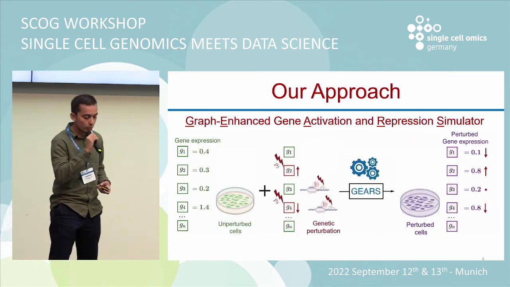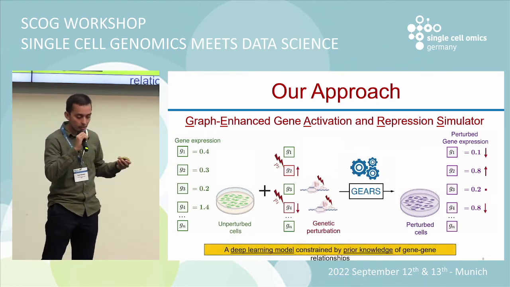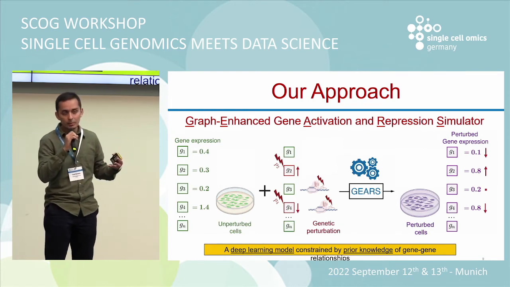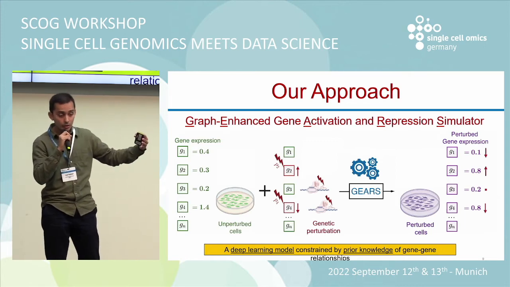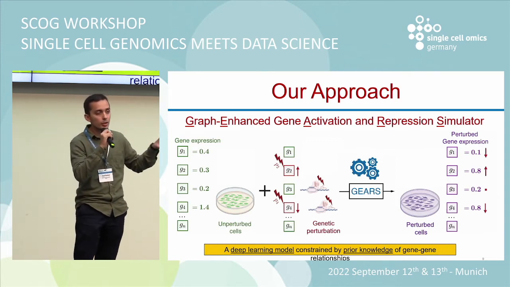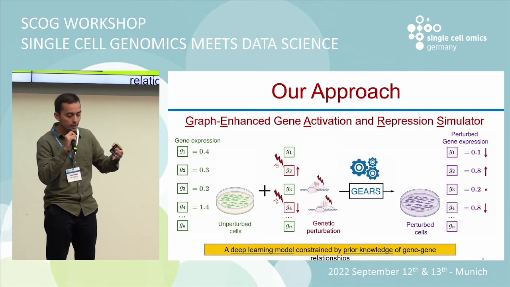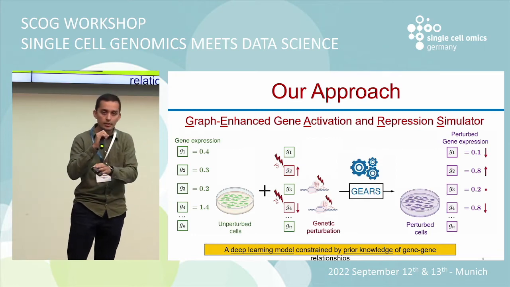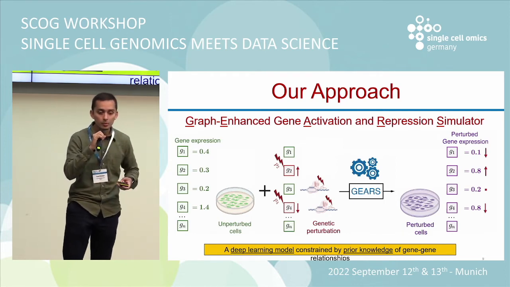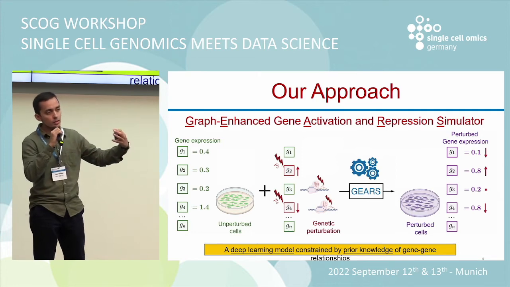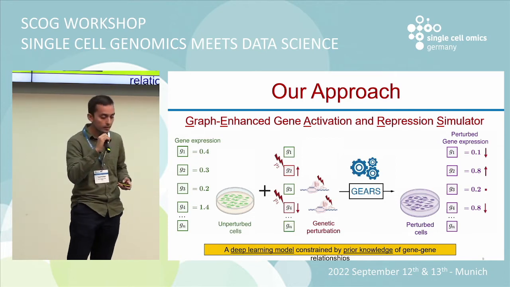So we present a new approach, which we call Graph-Enhanced Gene Activation Repression Simulator, or GEARS for short, which leverages the best of both of these approaches. So we're a deep learning-based model that uses large single-cell perturbational data sets to learn how to predict gene perturbation outcomes, but at the same time, we are constrained by prior knowledge of gene-gene relationships. And what this allows us to do is to be the first computational method that's able to reliably predict perturbation outcomes for genes that were never perturbed in your training set. So in the next 5 slides, I'll go over some key aspects of our model and how they use biological intuition to build inductive biases into our machine learning approach that go on to then improve our performance in a number of different tasks.